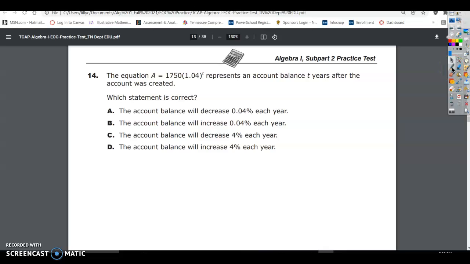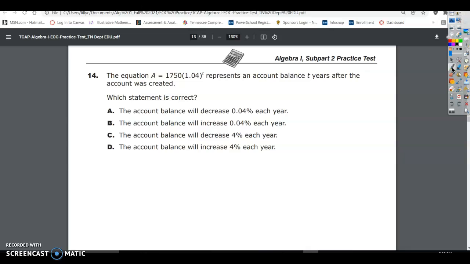Algebra 1 EOC practice test number 14. The equation A equals 1750 times 1.04 raised to the t power represents an account balance t years after the account was created. Which statement is correct?